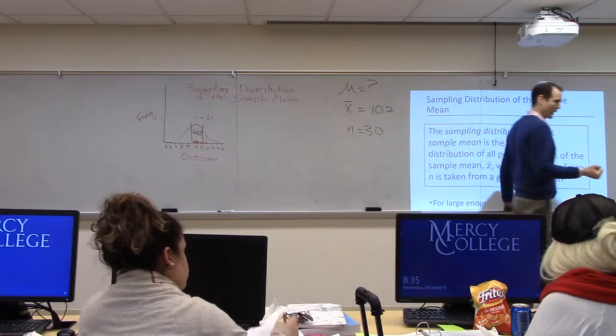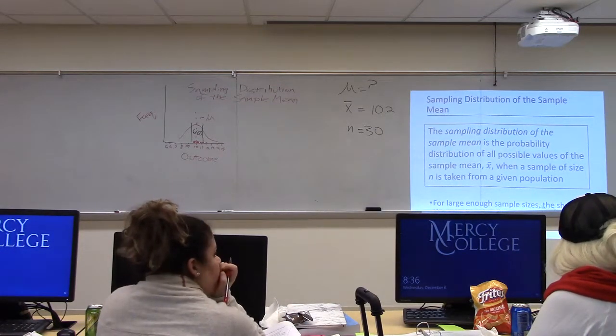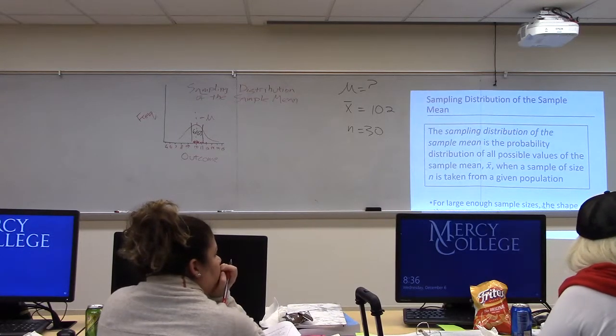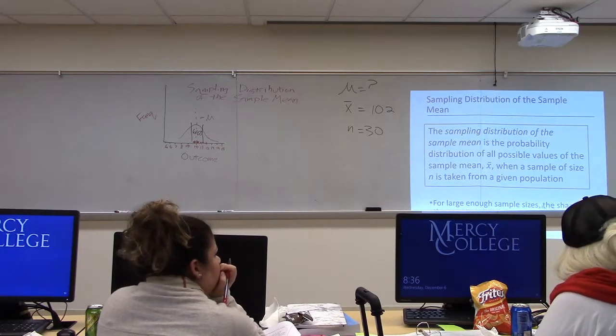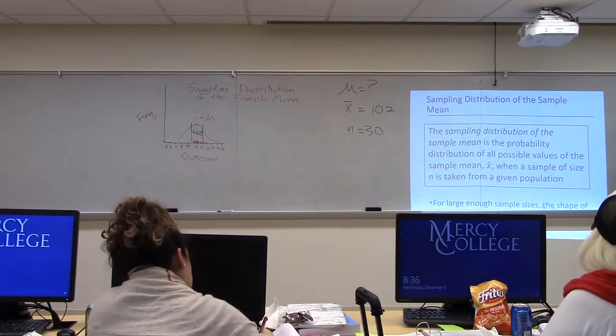What do we mean by large enough? The larger the number, the closer we are to the actual population. Yeah, so the larger the number, the smaller the standard deviation is, so the more precise of an estimate we can make.